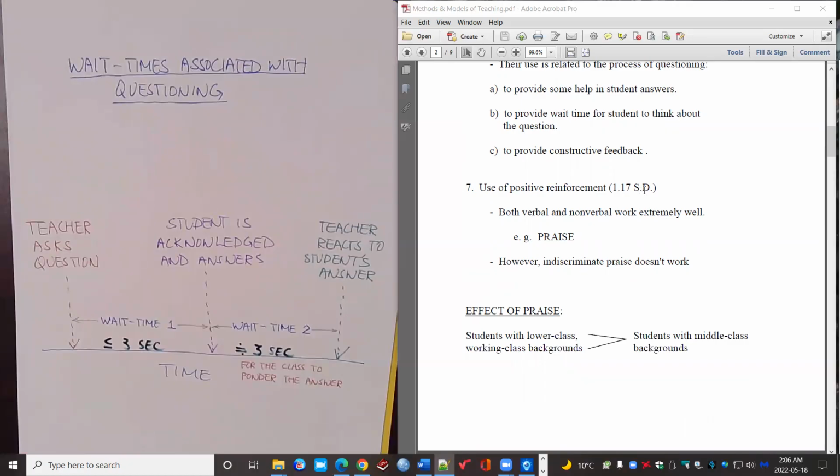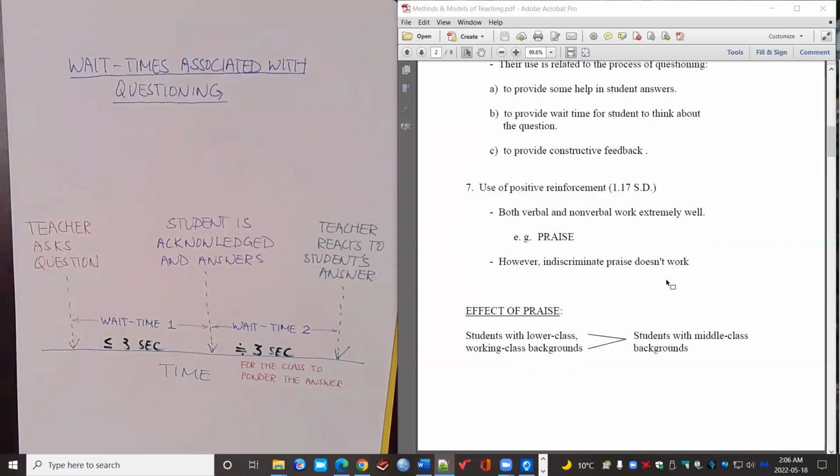1.17 standard deviation better than the control group. The control group receives no positive reinforcement, right? Now, both verbal and non-verbal work extremely well, right? For example, praise, okay? However, indiscriminate praise doesn't work, okay?